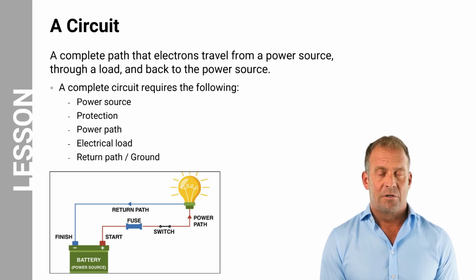Equally important is the return path, which completes the circuit by allowing electrons to flow back to the power source after passing through the load. Additionally, a grounding system provides a reference point for the circuit's voltage potential, enhancing safety and stability. Together, these components form a complete circuit, enabling the transmission of electrical energy for various applications.